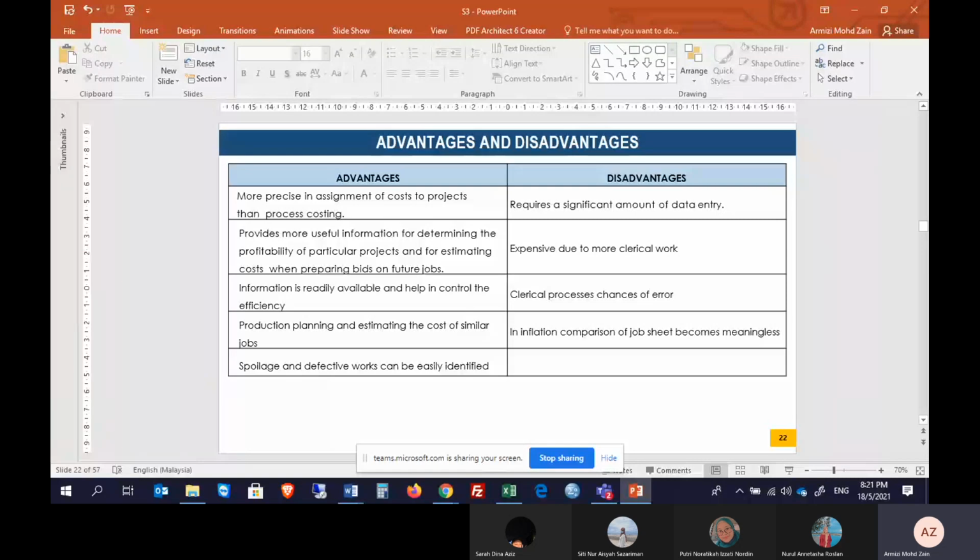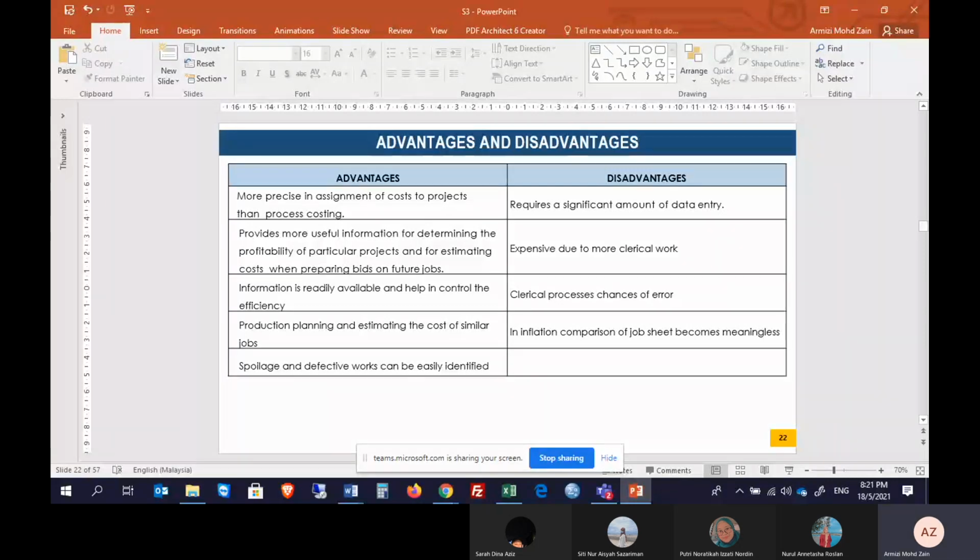When you have the exact amount, you can calculate the actual price accurately, and then you will charge your customer accordingly. Information is readily available and helps in controlling efficiency. When you have keyed everything in neatly, all the information is complete and ready for you to do analysis to calculate the job cost for each job. You get the total cost, all complete.